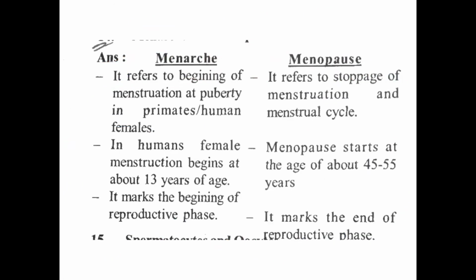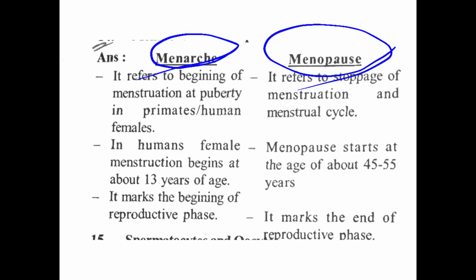Menarche and menopause. What is menarche and what is menopause? Menarche refers to the beginning of menstruation at puberty in the primate human female. Whereas menopause refers to the stoppage of the menstrual cycle. This is the beginning of the menstrual cycle and this is the stoppage of the menstrual cycle. I hope you can understand.